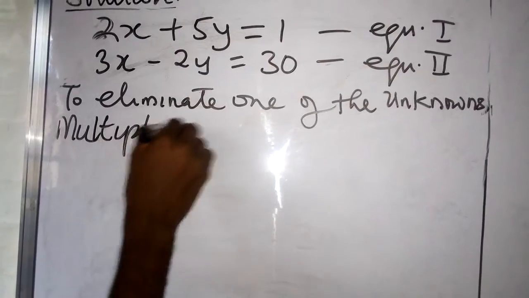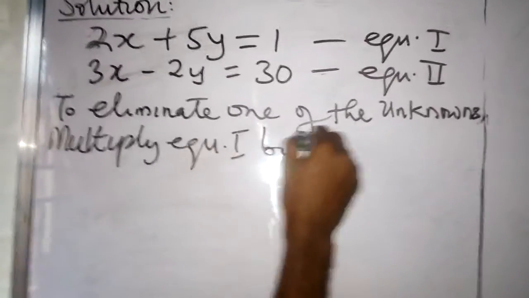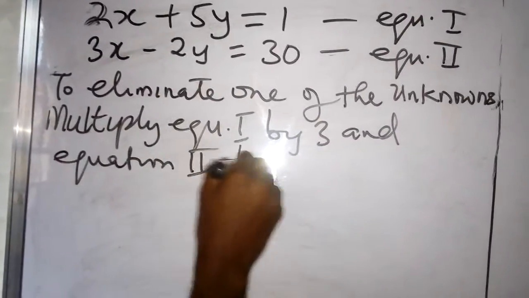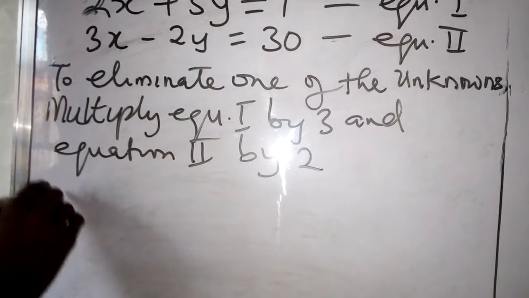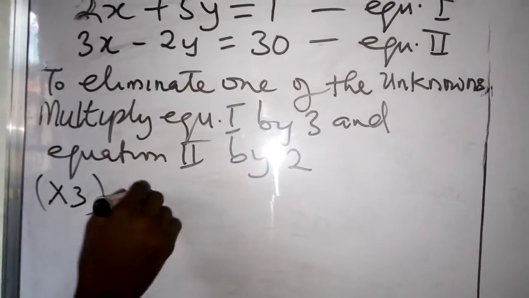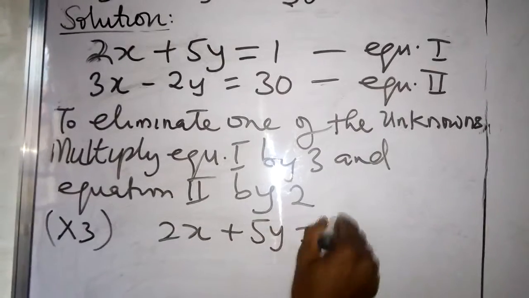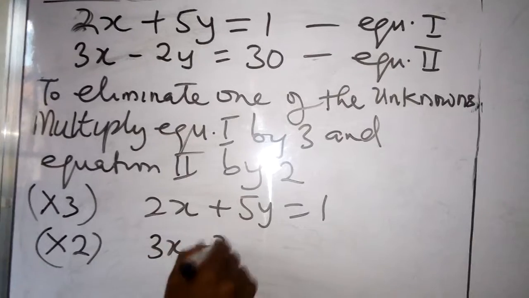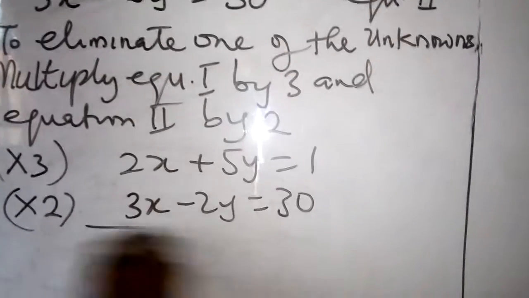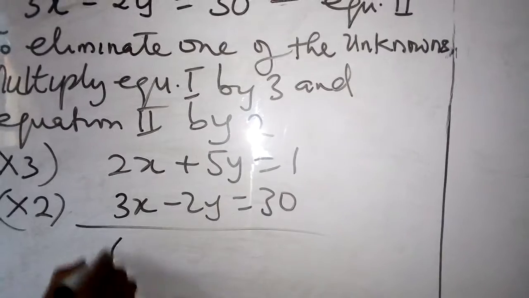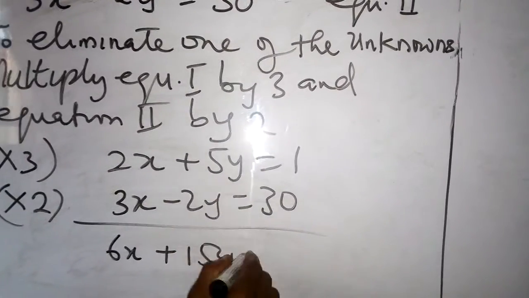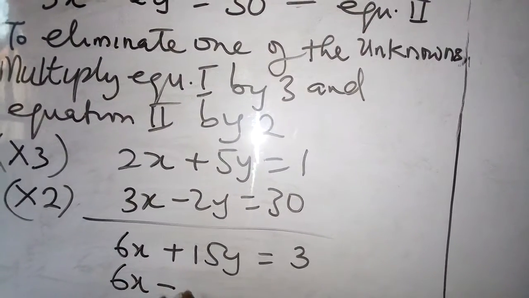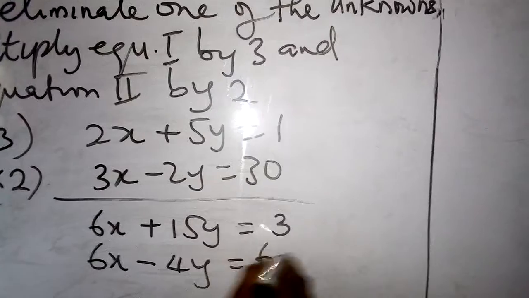Let's multiply equation 1 by 3 and equation 2 by 2. So you can write it out here. This is by 3: 2x + 5y = 1. This is by 2: 3x − 2y = 30. So we multiply now. This will give us 6x + 15y = 3. Here, 2 times the whole of this: 6x − 4y = 60.